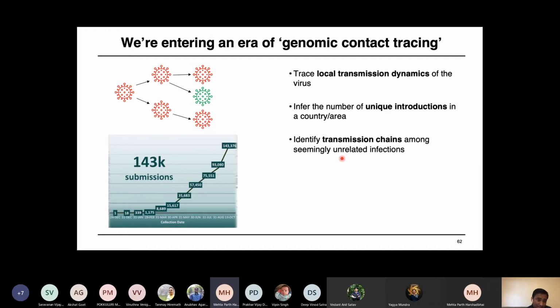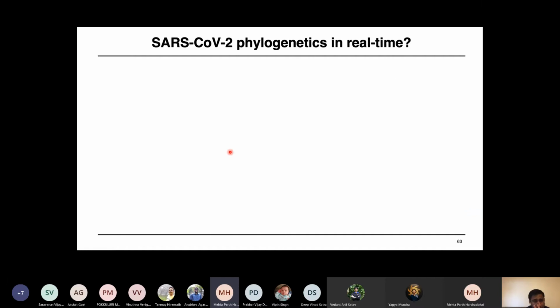So, for example, one person in US and one person in India both deposited their sequences in this database, and you see that they are identical. That means they must have been in contact at some point, and that's otherwise not really possible easily with other contact tracing methods. But with genome sequencing, it's actually pretty easy to do.